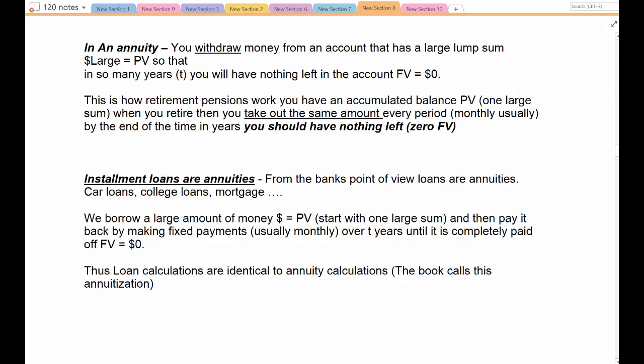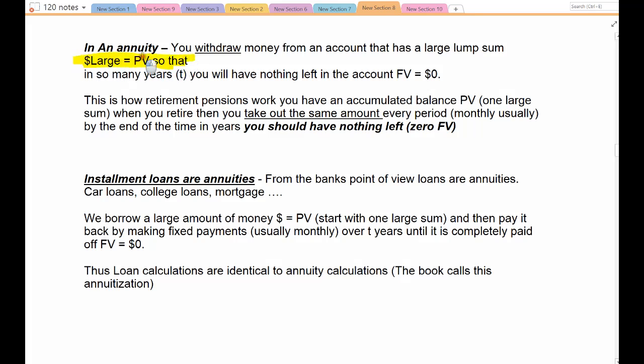Okay, so the last big topic, or the last formula case, is what's called an annuity. It's how pensions work once you're retired. Annuity formulas can also be used for installment loans, but the first part is the annuity part. And the idea is you have this large present value in an account.